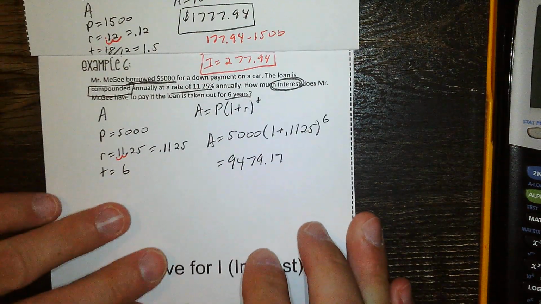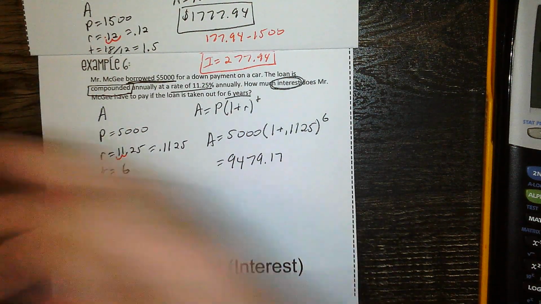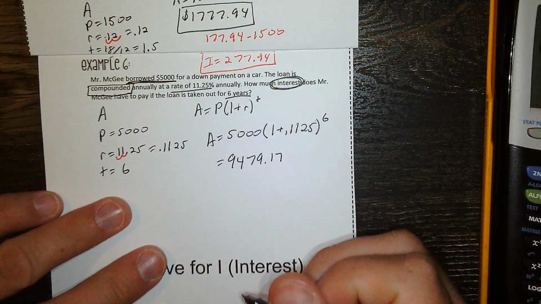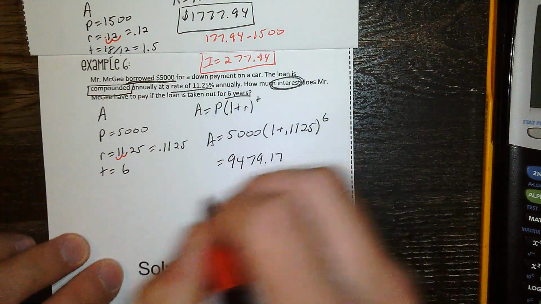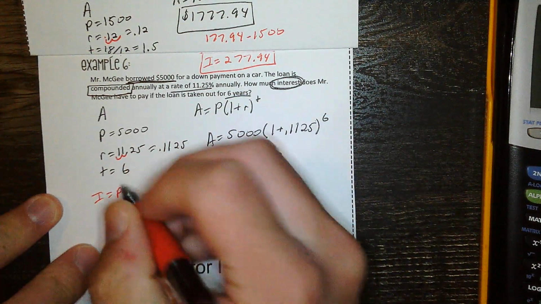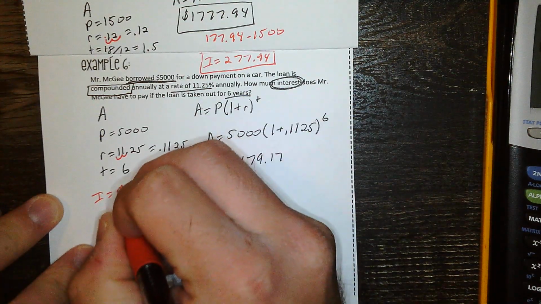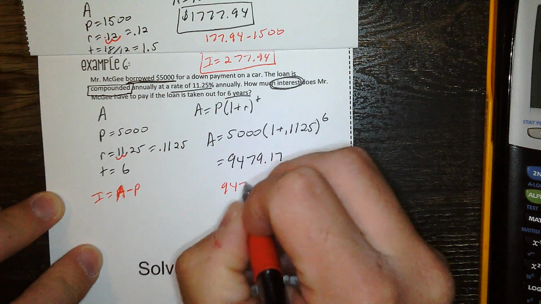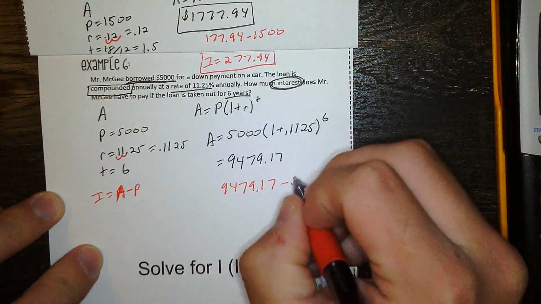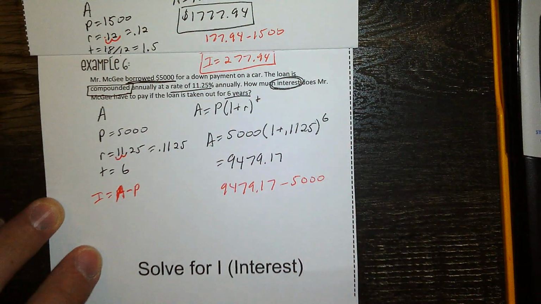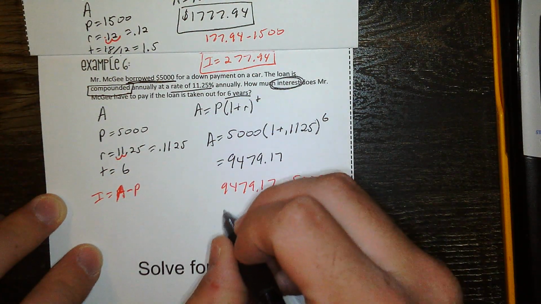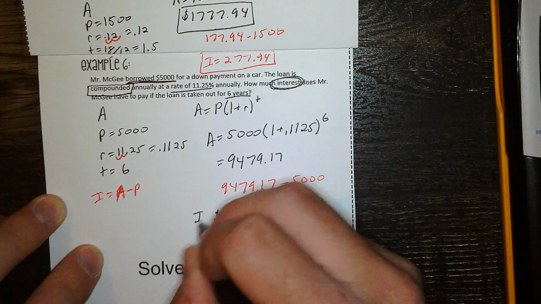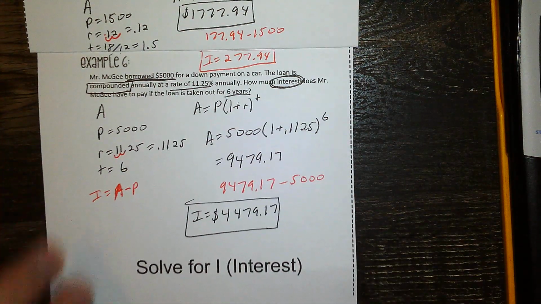So in this case, we do have to solve for I. So remember, to do so, it's simple. Find the difference between the 5,000 and your total. So the difference between the total and the principal. So the interest is found by taking the total amount minus the principal, A minus P. So we take 9,479.17 minus 5,000. And if we do that, we end up getting $4,479.17. That's your amount of interest.